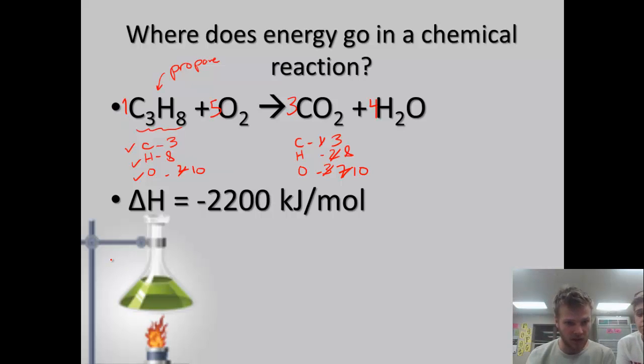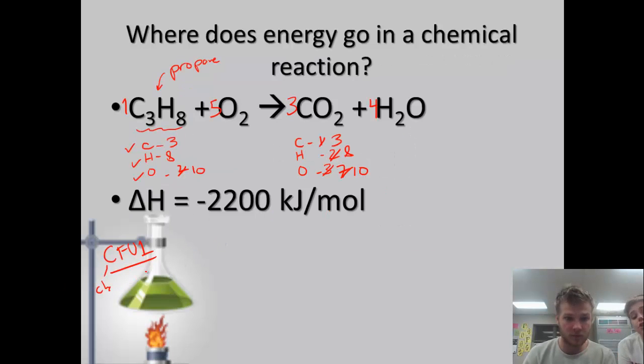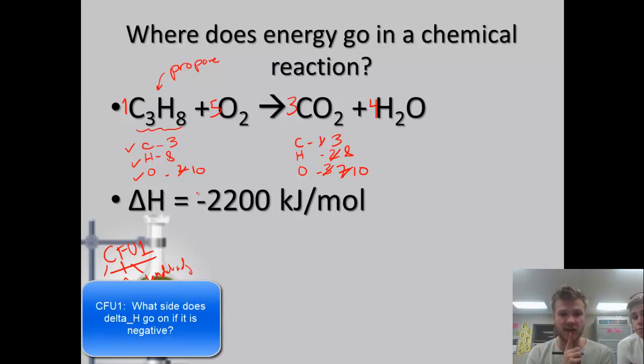This will be your first check for understanding. If you're new to this, write down CFU1, which means check for understanding. This is one of those things that we specifically check in class at the beginning of class. Tell me, what side does delta H go on? Remember, it's negative here, so pause.